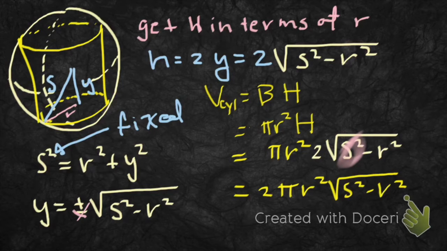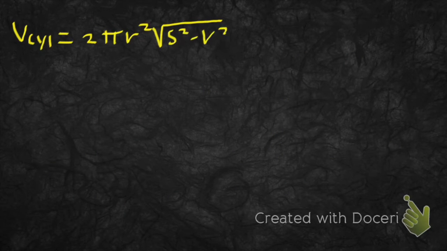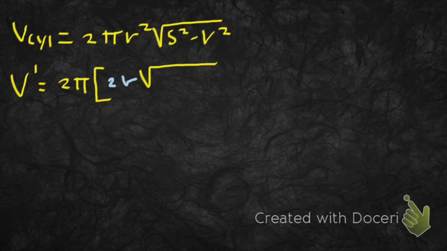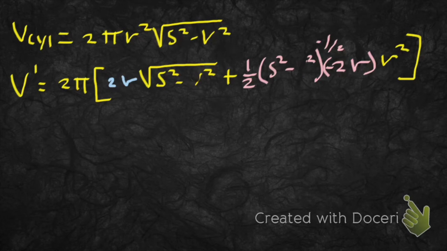So now that we've got that, we can go and maximize the volume of that cylinder. The volume of the cylinder was 2 pi r squared times the square root of s squared minus r squared. So we're taking the derivative. That's the derivative of the first times the second plus the derivative of the second times the first. Yeah. So we got that derivative.